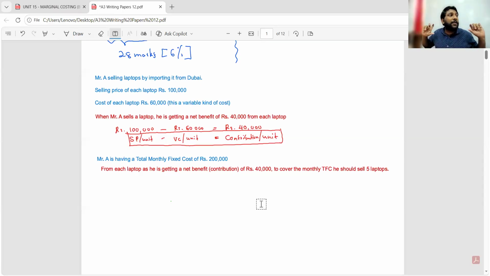Break even point number of units. That means break even point means what, people? For you to have a 0 profit. That is break even point number of units, people. For you to have 0 profits, how many units you should sell? That means for you to cover all the cost, how many units you should sell? For you to have 0 loss, how many units you should sell?